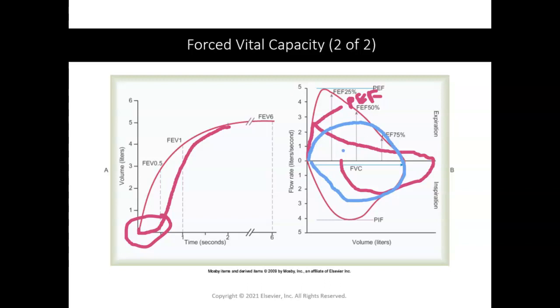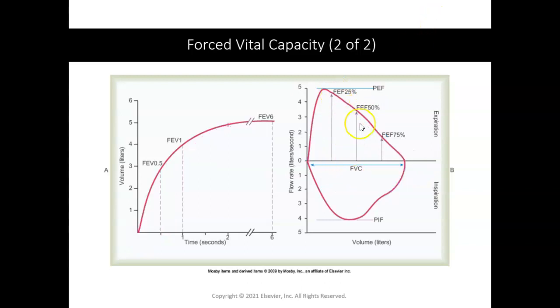Okay. The other things that we're looking at on this loop is, again, my peak flow rate. I'm looking at how much came out within the first second, and then how much came out total, which is my FVC.